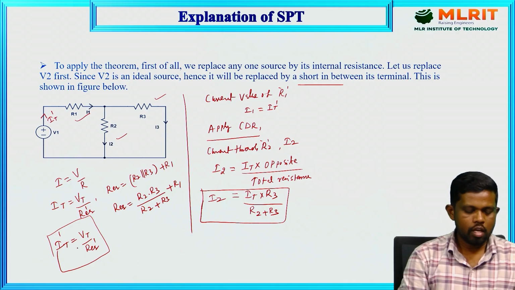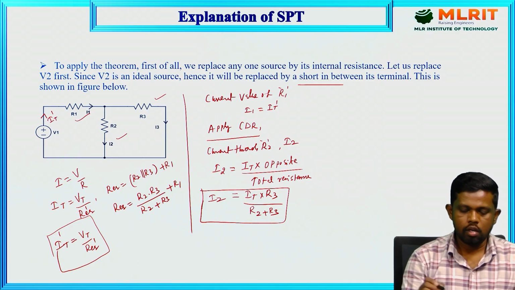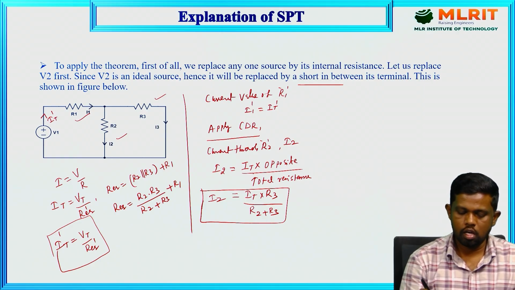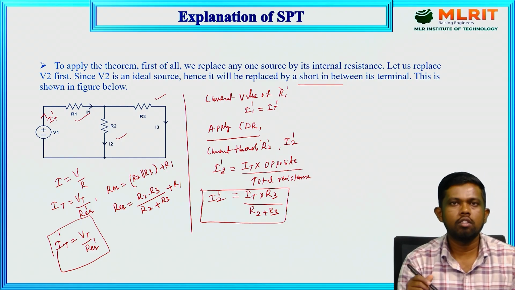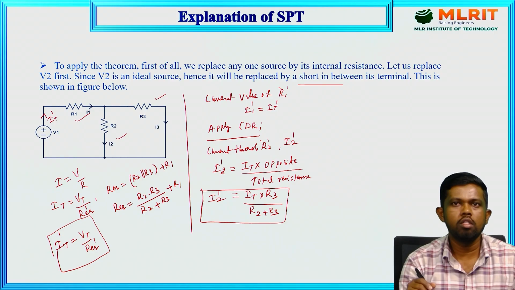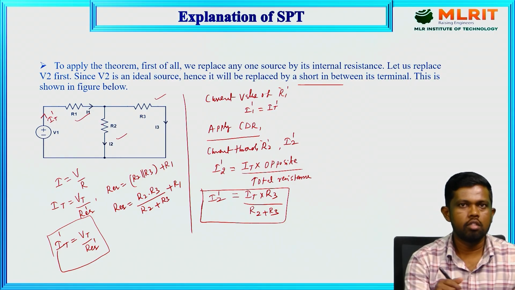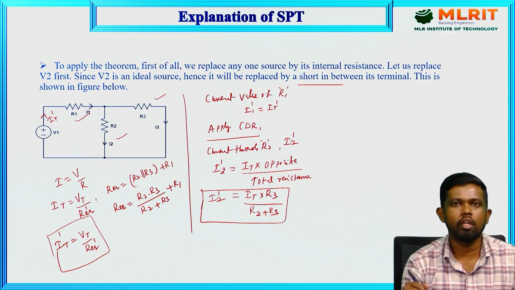So we have given the name as I total dash, and also we can say I1 dash, and here also we can take the notation as I2 dash, and here I2 dash, here also I2 dash. This dash term indicates that source 1 is acting alone. So the corresponding current through this particular element, I2 dash, equals the total current of the circuit times the opposite resistance upon the total resistance.